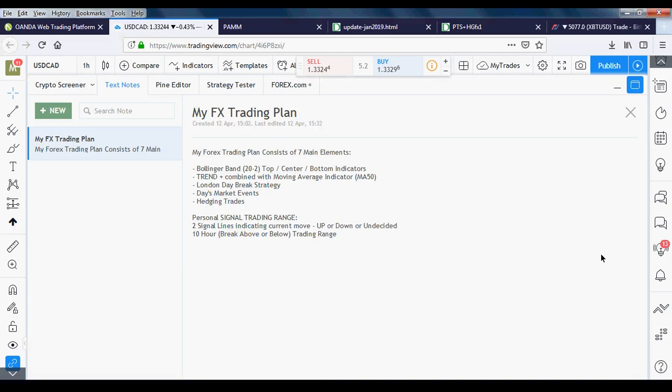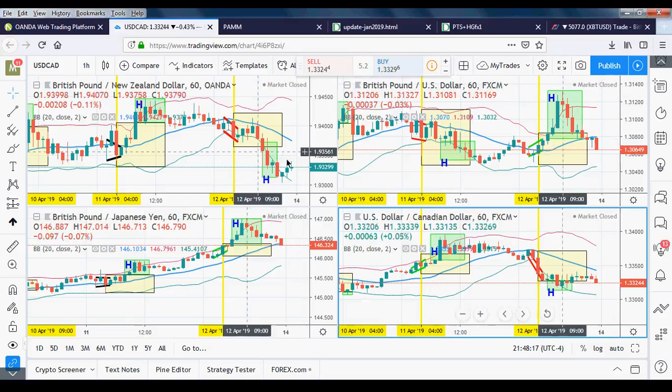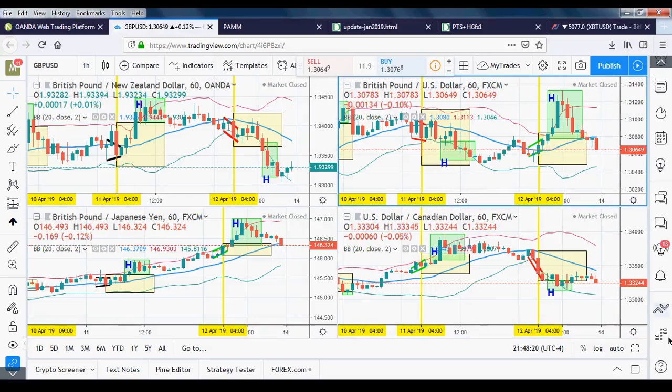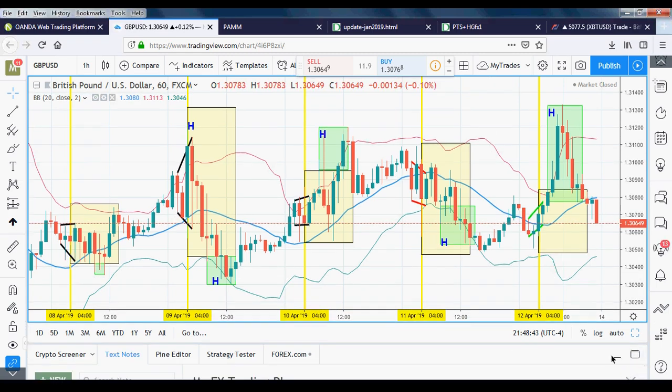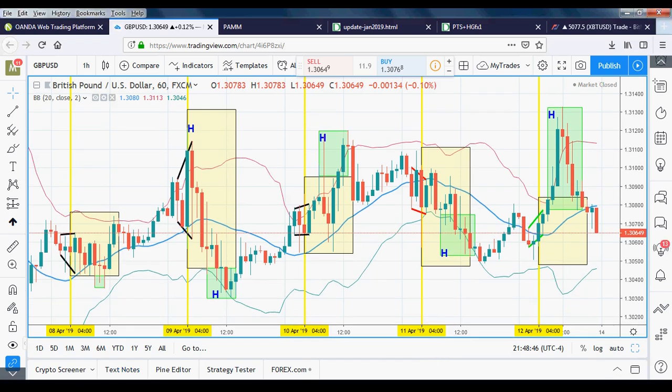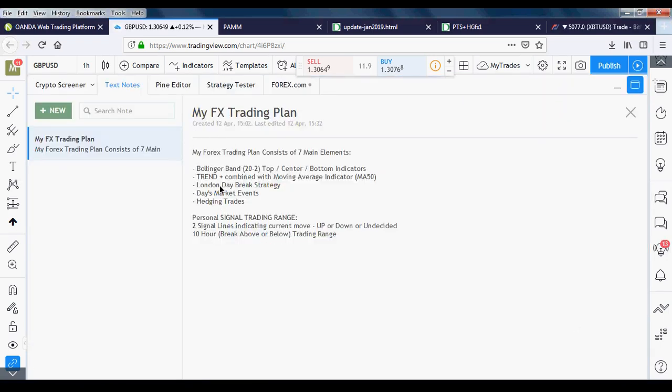One is Bollinger Band, 20 over 2, top, center, and bottom. What I mean by that, I'm just going to enlarge one of the charts. Bollinger Band. See this line? That's the top of the Bollinger Band. This is the center, almost used as a moving average, MA, and this is the bottom of the Bollinger Band. So that's what's being used. Oops, I missed my note. Second one, trend. Trend is your friend, combined with the moving average indicator, MA 50.